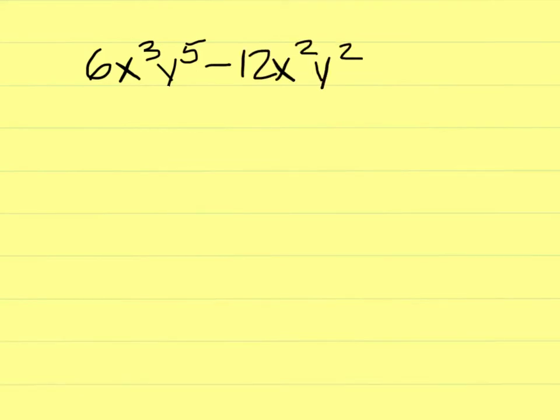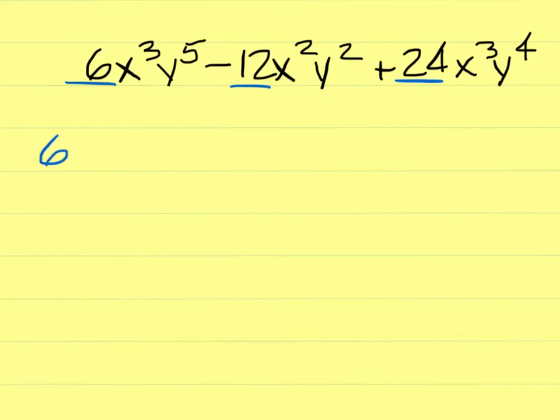This problem is 6x to the third, y to the fifth, minus 12x to the second, y to the second, and plus 24x to the third, y to the fourth. The highest number that comes out of each is going to be 6. The lowest power of x is x squared, and the lowest power of y is y squared.